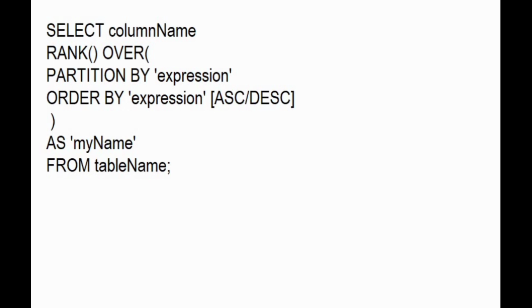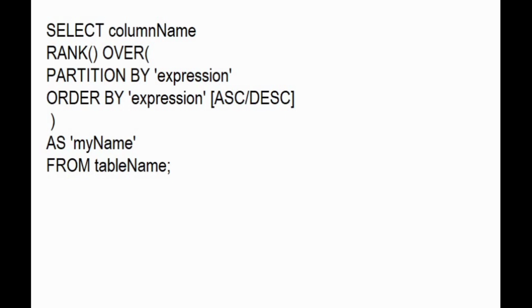Over clause is mandatory to use. Inside the over clause we will use the partition by clause and order by clause. Partition by clause will divide the rows into partitions, and order by clause will give the result in ascending or descending order based on the column. We will just close this bracket. As my name, you can give any name over here, rank R, any name. After that, from is a keyword and the table name you have to give.